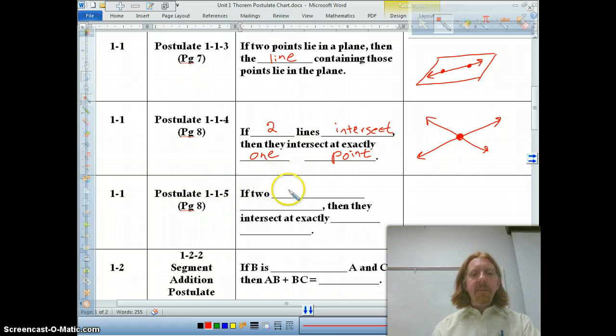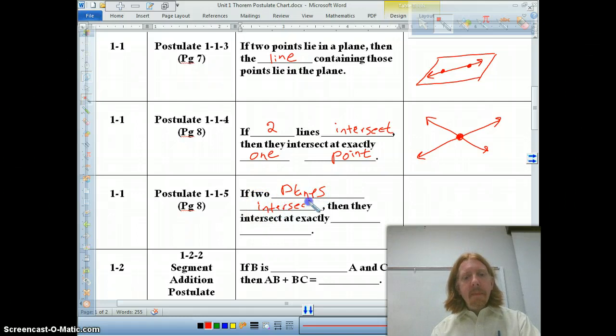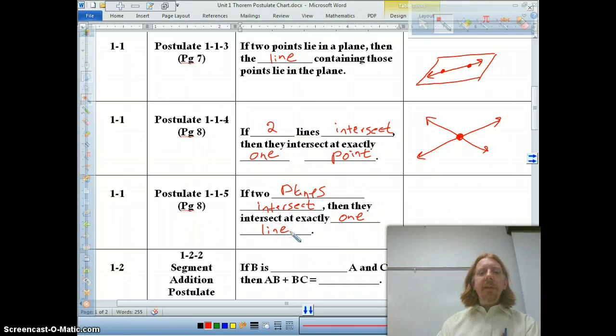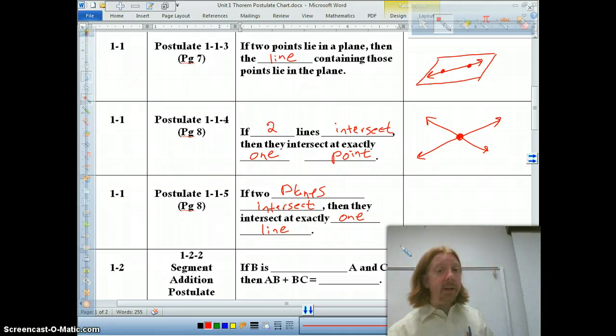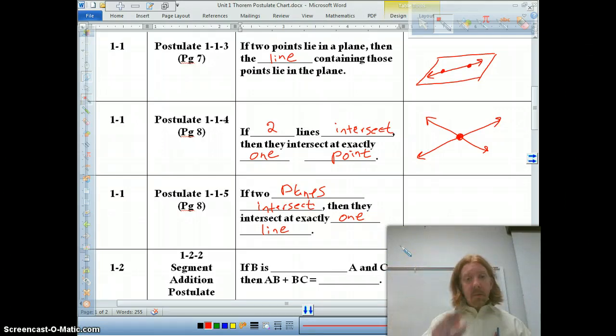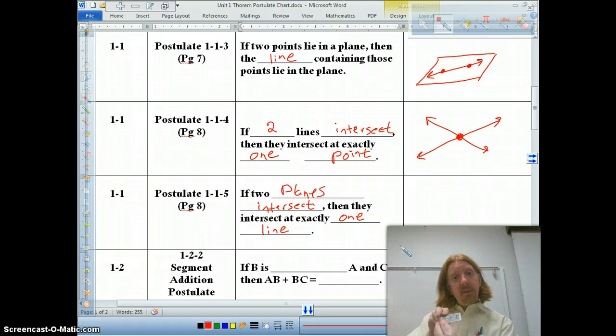Postulate 1.1.5. If 2 planes intersect, then they intersect at exactly 1 line. Now this is probably the least intuitive of the section 1 postulates. This comes from the idea that if 2 planes are going to intersect, so here's a plane, and they're going to hit each other. They're going to hit each other at a line. So that point of intersection is linear. It's not a point. The area of contact forms a line.